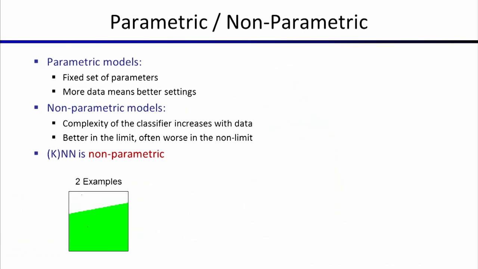Okay, so a parametric model has a fixed set of parameters. In the perceptron's case, that was the weights. Those are the things that got updated as you made mistakes. In the case of naive Bayes, that's the probabilities that you extract from your training set.